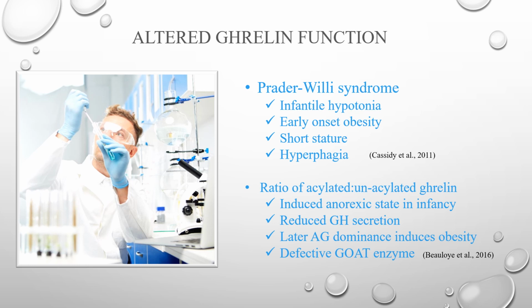The unacylated ghrelin then drops quickly with age, and the acylated ghrelin becomes dominant and causes the switch in feeding behaviour that leads to overeating and obesity onset. This may be due to a defect in the enzyme that acylates unacylated ghrelin in mammals, that is, ghrelin O-acyltransferase, otherwise known as GOAT.